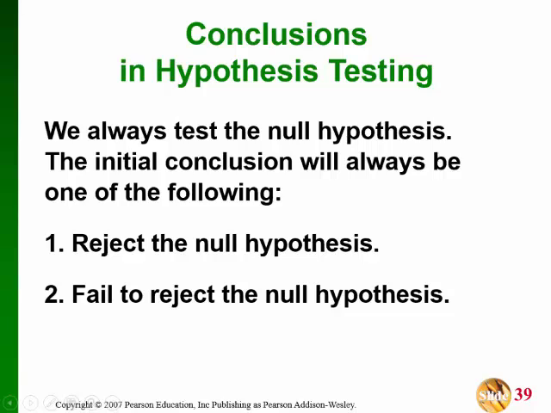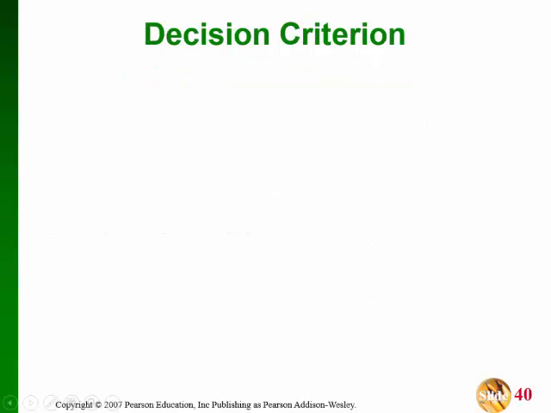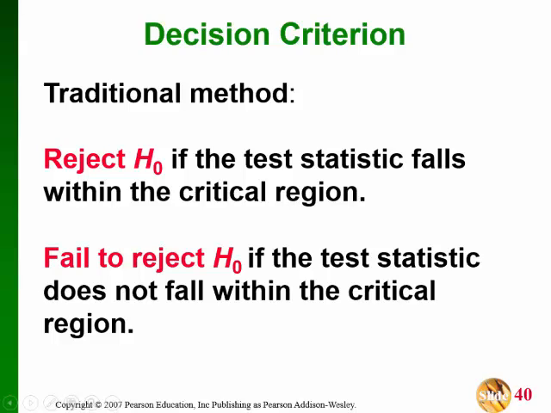But here, let's talk about the conclusions for the hypothesis test. We talked about this already. You only have one of two things. You either reject the null hypothesis or you fail to reject the null hypothesis. No accepting, no alternative hypothesis. And the decision criteria from what we did was we looked at the test statistic to see if it was in the critical region. If the test statistic was in the critical region, we rejected the null hypothesis. If the test statistic was not in the critical region, we failed to reject the null hypothesis.